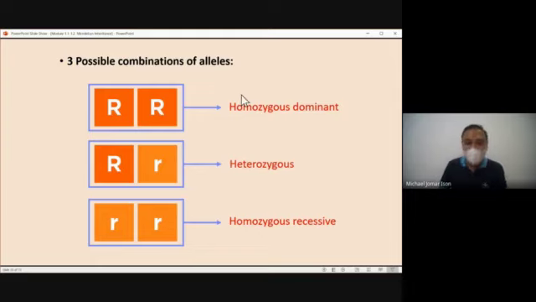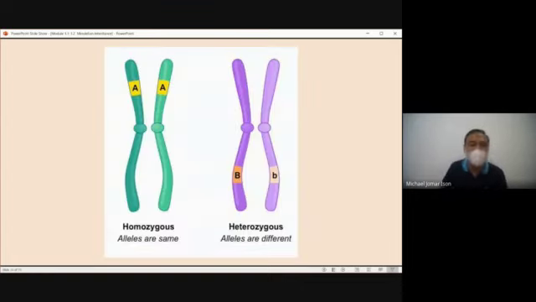So homo means the same, hetero means different, and that will give you a basic idea. Okay, so that's another set of vocabularies that we need to take note of to help us in genetics problems. If this is expressed in chromosomes, you have here a chromosome and another chromosome, and since both of them have the big A, it will be called homozygous dominant.